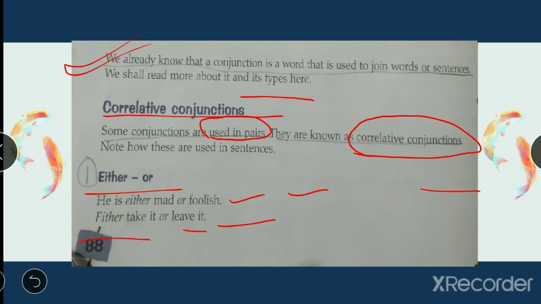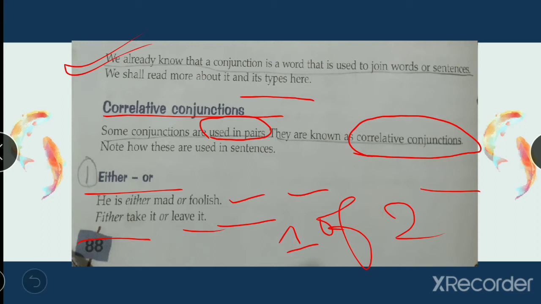Either take it or leave it. Either take this or leave this. So it says one of two, right? Either come with us or stay at home. Either come with us or stay at home. See, options are given. One of two. So one of two, right? You have to select one of two. So either this or this, right?